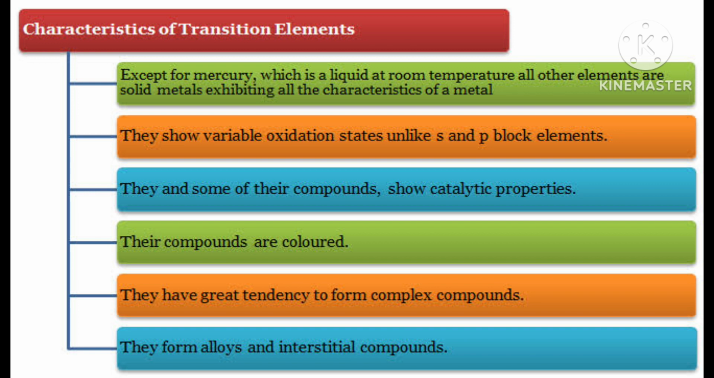Then 104 is Rutherfordium, and 105 is Db. Db means dubnium. It actually has another name also, hahnium, H-A-H-N-I-U-M, but it is popularly known as dubnium. Sometimes it is known as hahnium also.